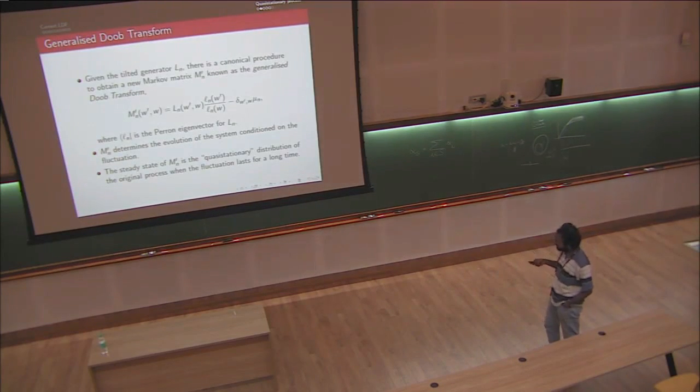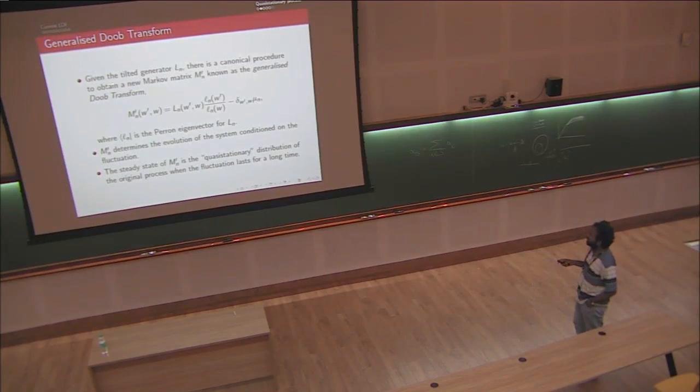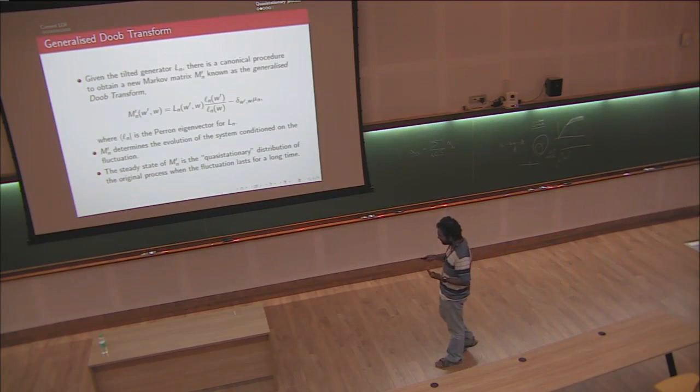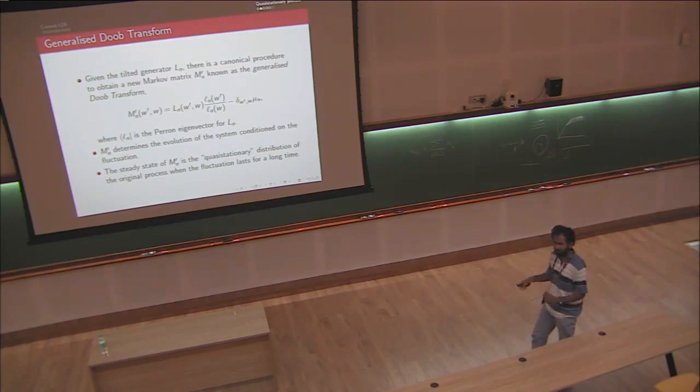So there's recently a technology that has been invented by Raphael Chetrite and Hugo Touchette called the generalized Doob transform. This is based on old work of Doob. You can create a new Markov matrix, which is like studying the evolution conditioned on this atypical current. So this is a very generic formulation.